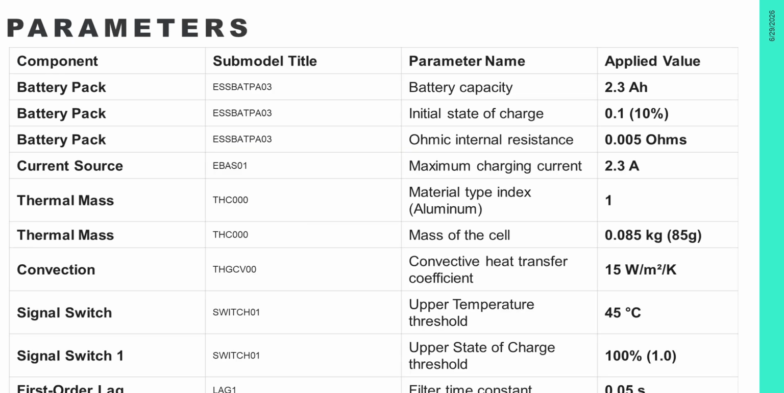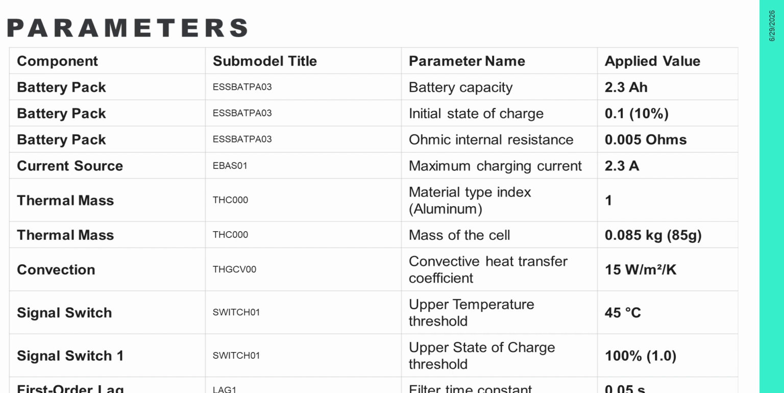The parameter used for the battery pack is the battery capacity. The battery capacity must not exceed 2.3 ampere hours, and the battery pack's initial state of charge is 10%. We are keeping the battery initially charged to 10% and we have to charge it to 100%, and the 100% will be 2.3 ampere hours.